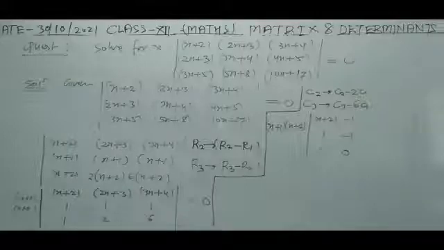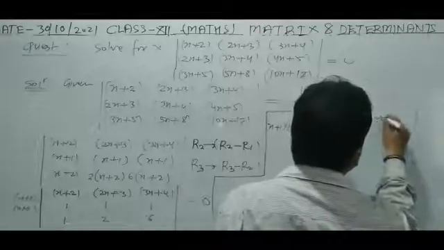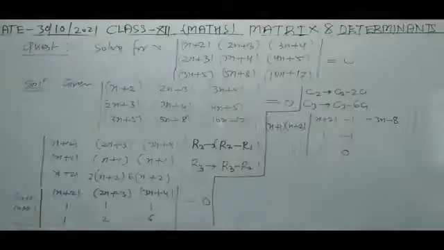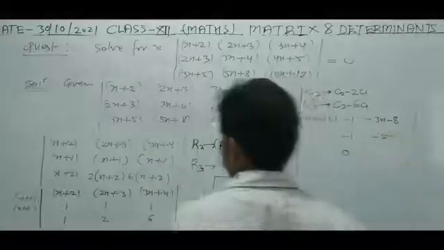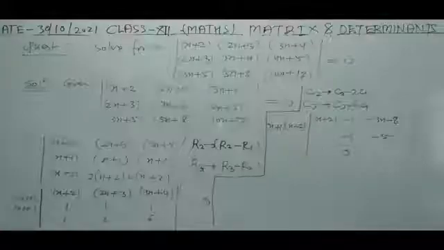Now C3 tends to C3 minus 6 times C1. C3 minus 6 times C1: the result will be 3x minus 6x, which is minus 3x, and this will be minus 8. So minus 3x minus 8. Now C3 minus 6 times C1 result will be minus 5. And now C3 minus 6 times C1, the result will be 0.